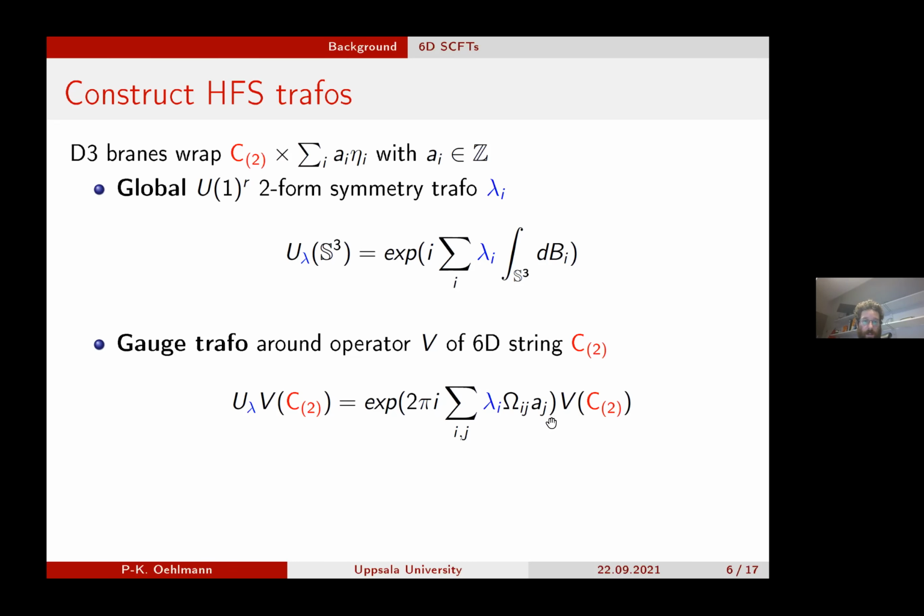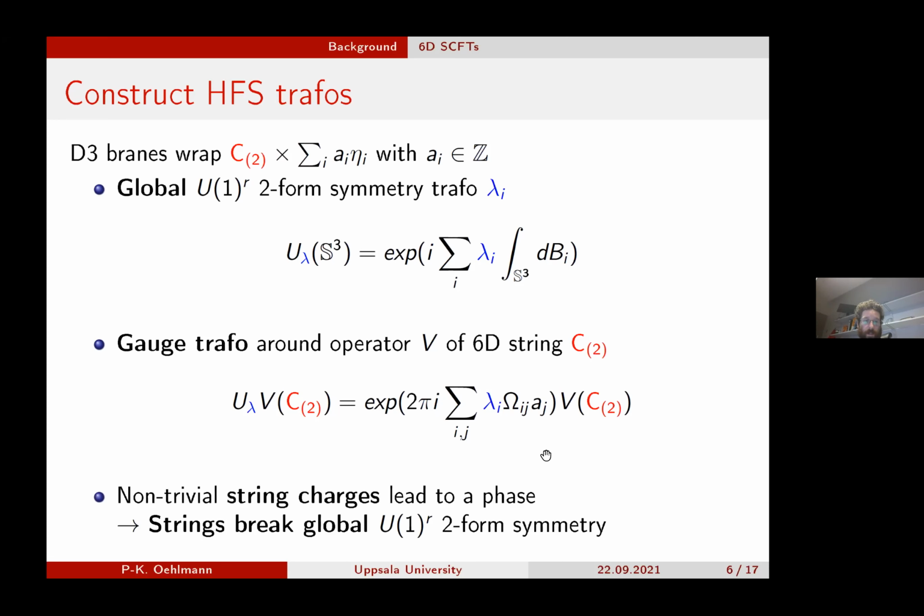Okay, so if I do this, you can obviously see that in general, I will get a phase. And so this essentially tells you that as soon as I have some strings in my spectrum and I have such a symmetry transformation, which gives you a global two-form symmetry, at least naively, then these non-trivial charges that I have here break your two-form symmetry completely down, at least naively. So that's what these strings are doing.